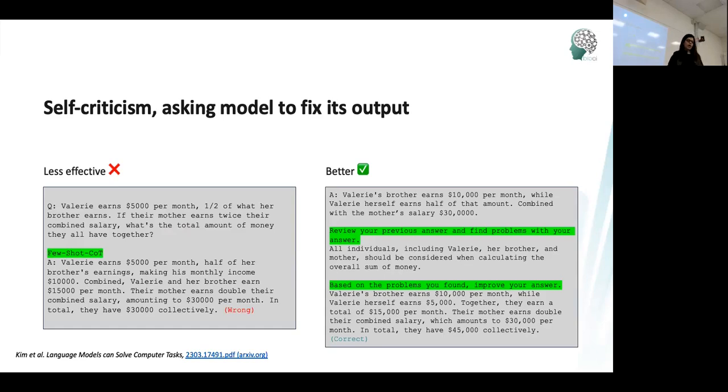Self-criticism, asking the model to fix its output. For example, if you have given a task and the model answers it, out of that answer you need to say: review your previous answer and find problems with your answer. This technique also works to get a better answer, especially in the case of calculations mostly. It gives the answer and then you can again say that based on the problems you found, improve your answer. It will first find the problems and then you can ask it to improve them.